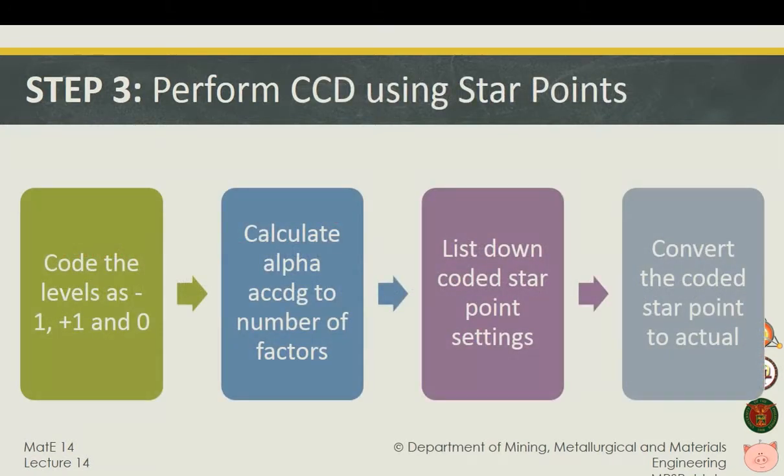So to perform CCD using star points, we follow these 4 steps. First, we code the levels as -1, +1, and 0. We already did this when we did the initial investigation and the RSM. The next step is to calculate alpha according to the number of factors. Then after calculating the alpha, we list down the coded star point settings. Then we convert those coded star point settings into actual or natural settings.